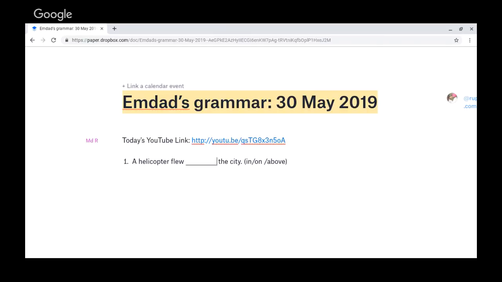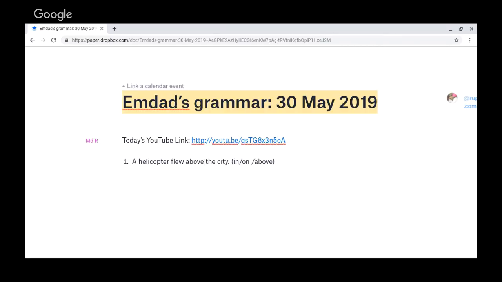But when it is motionless, when it is not being operated, then we can say that it is on a particular building. We can't use in, we can't use on. The answer has to be above, yeah? So, which is what Akshay said. So, a helicopter flew above the city.